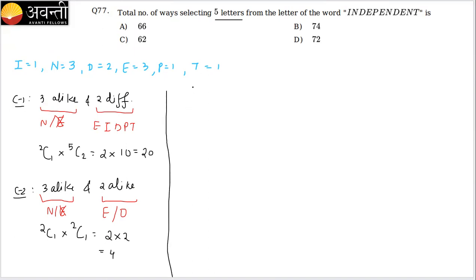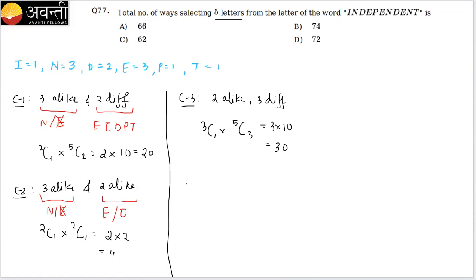Now let's move on to case 3. What will my case 3 be? The cases with 3 alike are done, so now 2 alike and 3 different. In 2 alike I will have N, D, E. So 3C1 I am doing directly, not doing the red part, and 3 different. From 3 different, suppose N came in the 2 alike, then 1, 2, 3, 4, 5 are left. Out of those, how many do I have to select? 5C3. So 3C1 into 5C3. 5C3 is the same as 5C2, so 3 into 10, which again comes to 30.